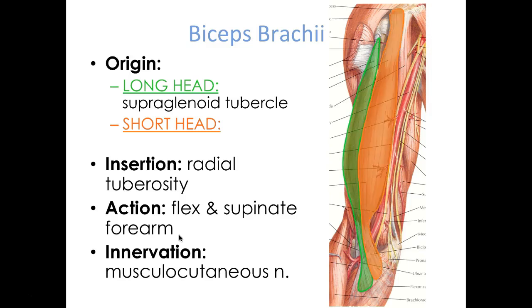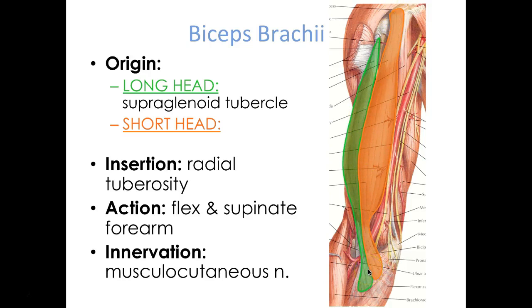Now you might be thinking, okay, Mrs. B, this doesn't make sense. Why is the long head short and the short head is long? But the reason for this is this long head that you see in green actually continues up into the shoulder joint to originate at the supraglenoid tubercle. So it, in actuality, is longer. And the short head, I don't know why my origin got deleted here, but it's going to originate from the coracoid process. Then both of these heads go and insert into the radial tuberosity on the radius.